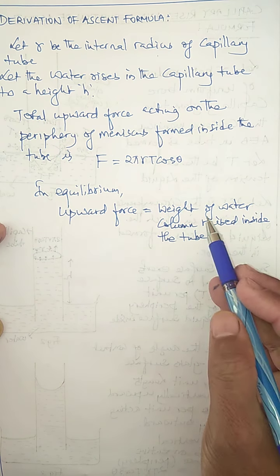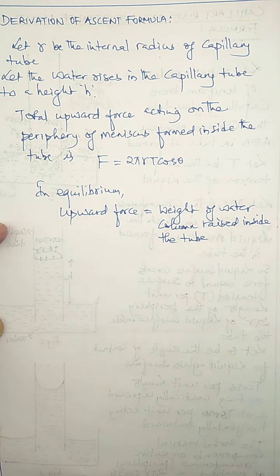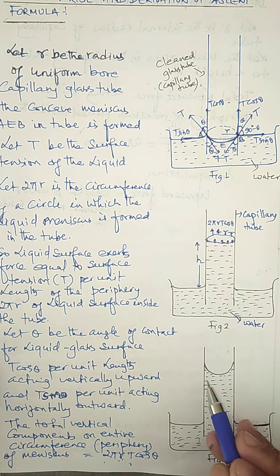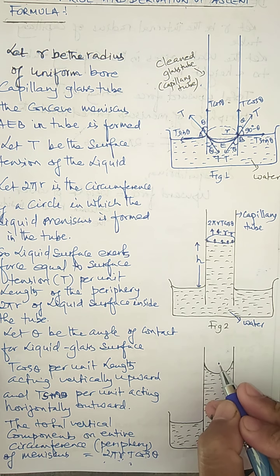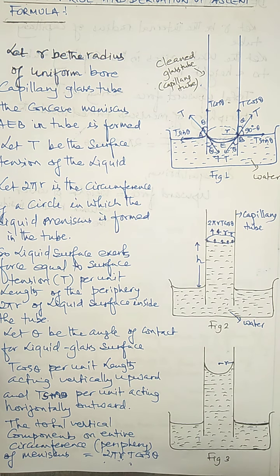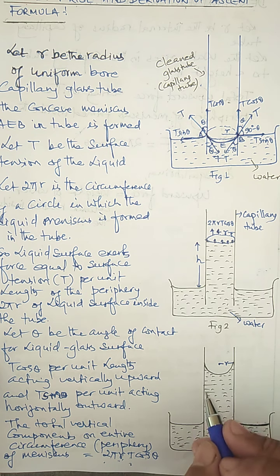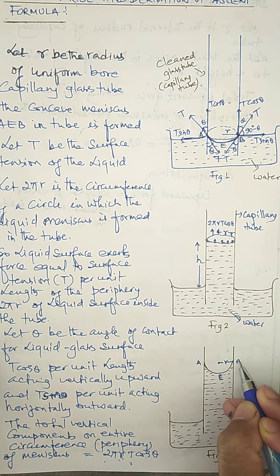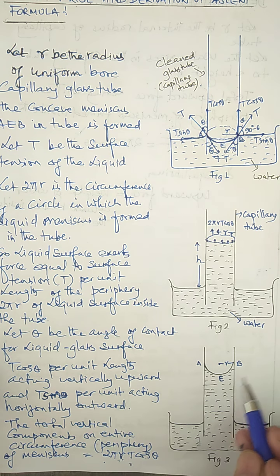Now, in order to calculate the weight of the water column raised inside the tube, that is called the capillary tube, we follow figure number 3. So let me show you figure number 3. In this figure, children, there is a convex meniscus formed, with respect to this point at the center, also called the axis of the tube. This tube has a radius r. I consider this curved surface and mark it A, E, B.